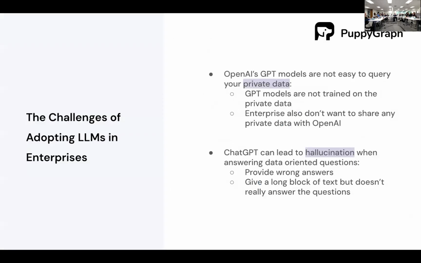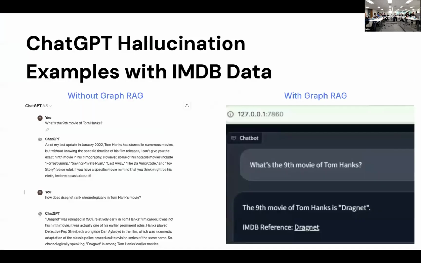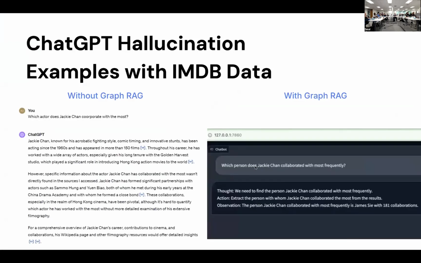And also, the data-oriented question is a big challenge for most enterprises using LLMs. One reason is privacy, another is hallucination. Like the question, what's a nice movie of Tom Hanks? And which person does Jackie Chan collaborate with most frequently? ChatGPT will also give you an answer. It will give you answers like his Wikipedia page and other filmography resources, but it actually doesn't answer the question at all.